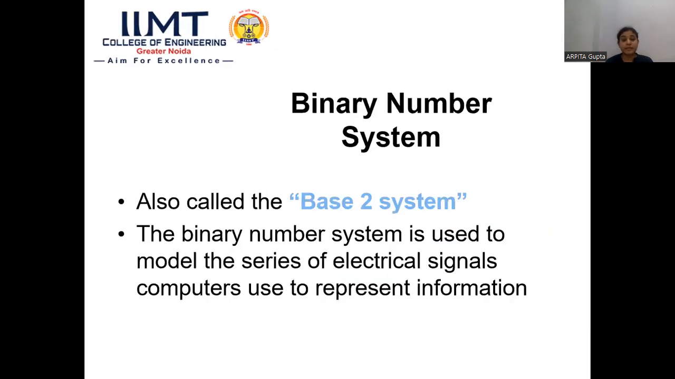Next one is the binary number system. What is the binary number system? Binary is the number system which has a base 2. A number that is expressed in the binary system or base 2 numeral system is called a binary number. It describes numeric values by two separate symbols, that is 0 and 1. 0 is for low, or we can say false, while 1 is for high.